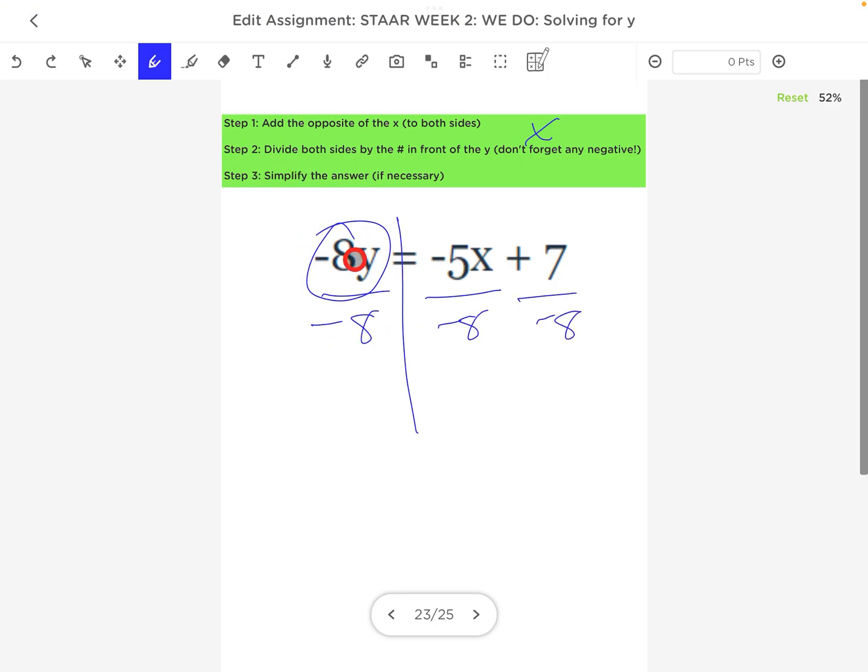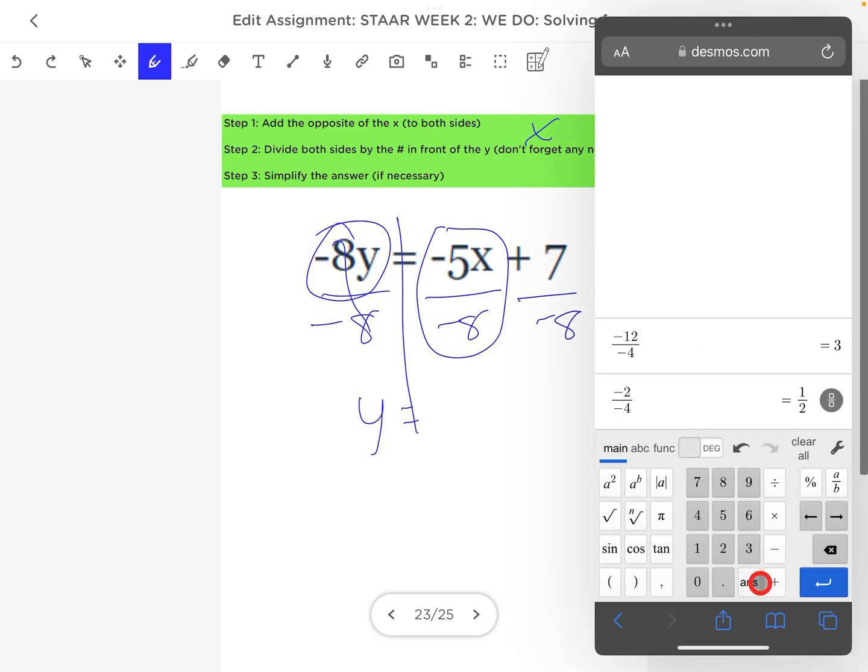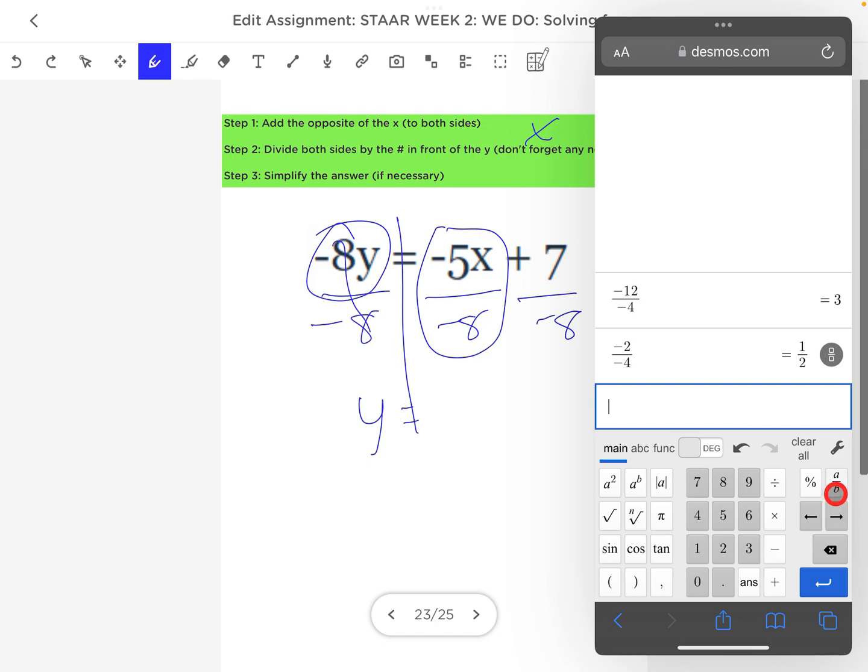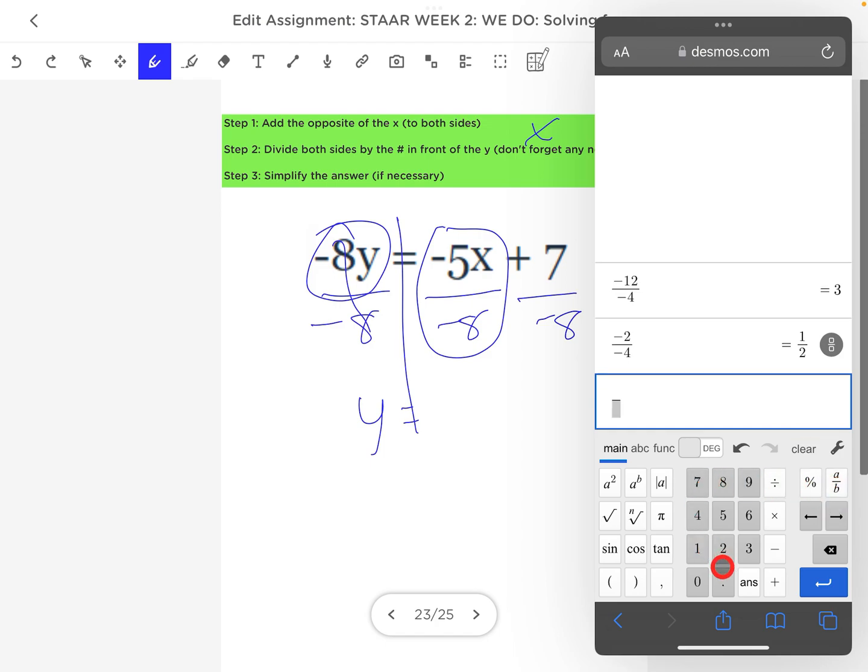So working from left to right, these negative 8s cancel out as we would expect, so we have y equals. Now if you're not sure if this reduces or what it is, negative 5 divided by negative 8, let's go and type it into our calculator. First off, we know it's going to be a positive answer, right? Because it has a negative divided by negative. So we're going to put that negative 5 on top, and a negative 8 on the bottom. Okay, so we push that, and as we might expect, it's just going to be a positive 5 over 8. But if we're not sure, just type it into the calculator.